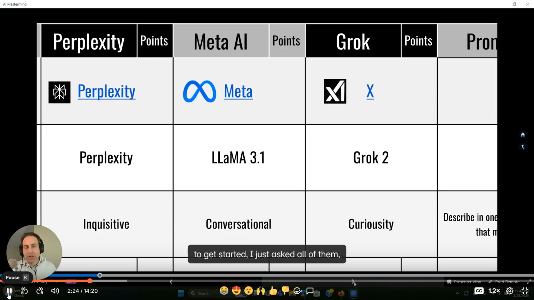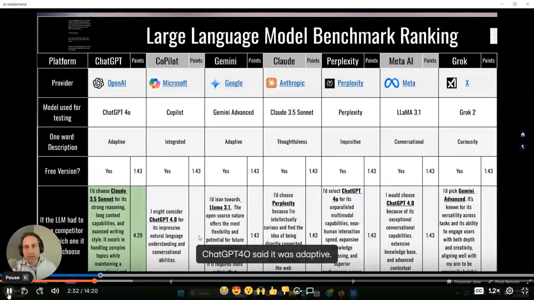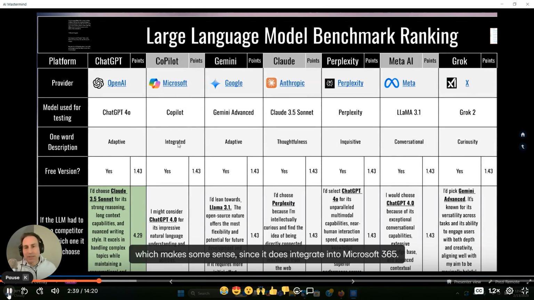Now to get started, I just asked all of them if they had to explain themselves in one word, how would they explain themselves? ChatGPT 4.0 said it was adaptive. Microsoft Copilot said it was integrated, which makes some sense since it does integrate into Microsoft 365. Google Gemini Advanced said it was adaptive. Anthropic's 3.5 Sonnet said it was thoughtful.